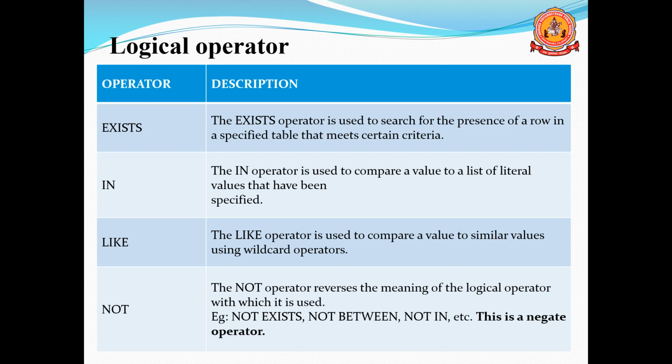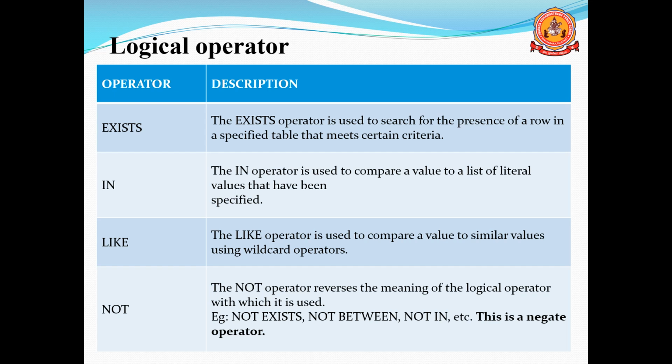The in operator is used to compare a value to a list of literal values that have been specified. So we are checking whether the particular value is there in a particular list. One value will be given, and that value we are searching. Normally, if an array is there, we will search whether the particular value is there or not. For that type of operation we are using in.